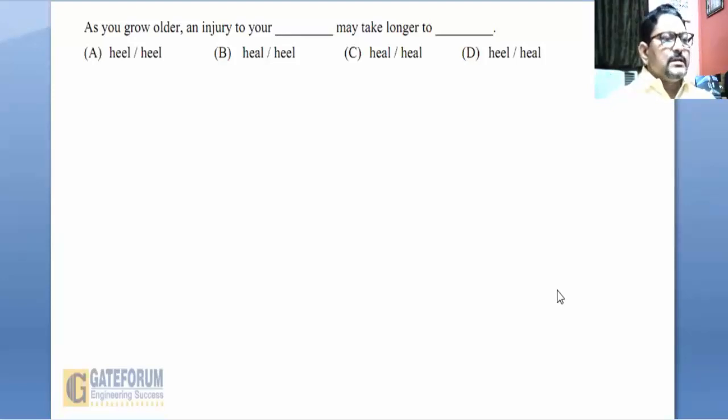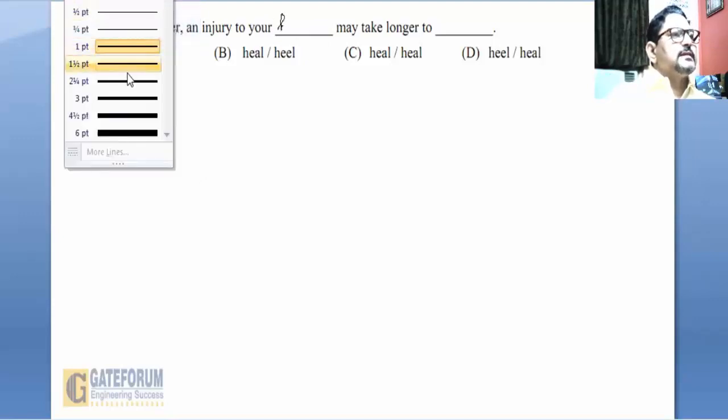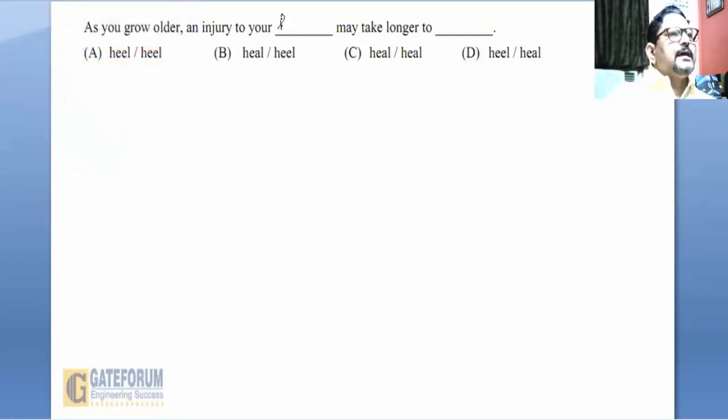As you grow older, an injury to your dash may take longer to dash. So injury to your body part, that is heel, has a spelling of HEEL, and may take longer to heal, which means cure, has a spelling of HEAL. So I hope you can realize that it is going to be option number D.